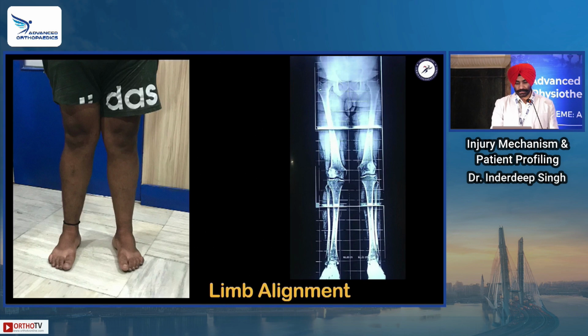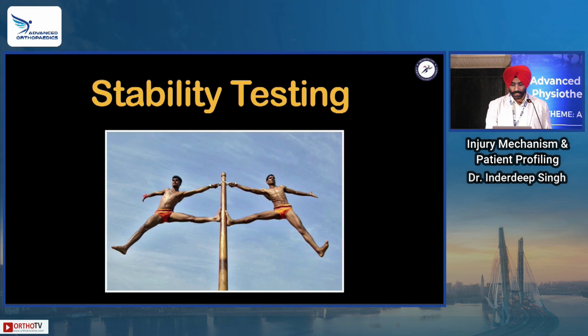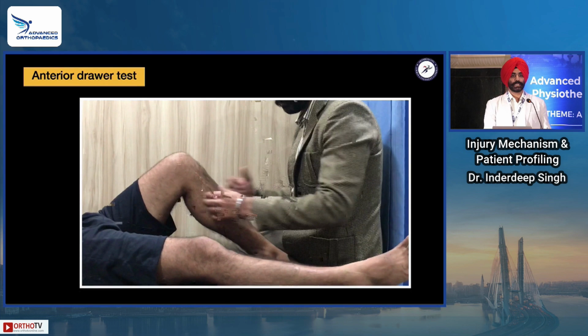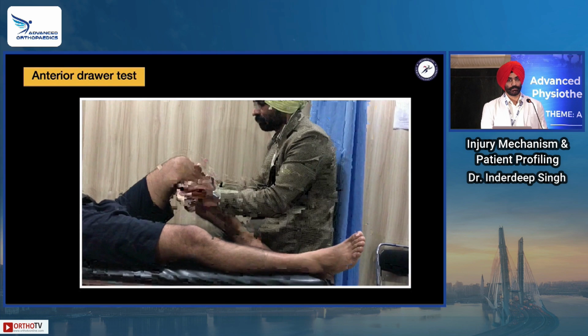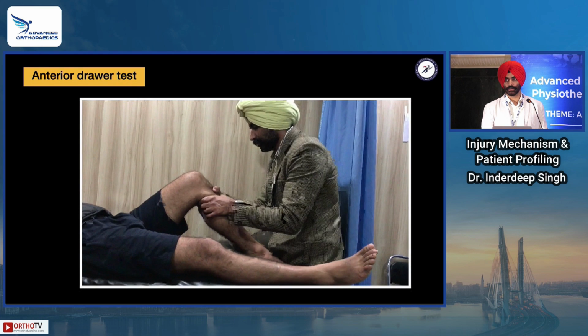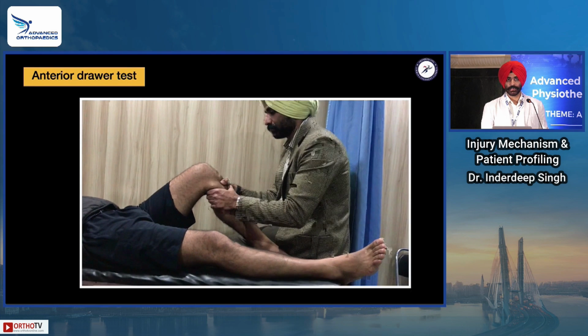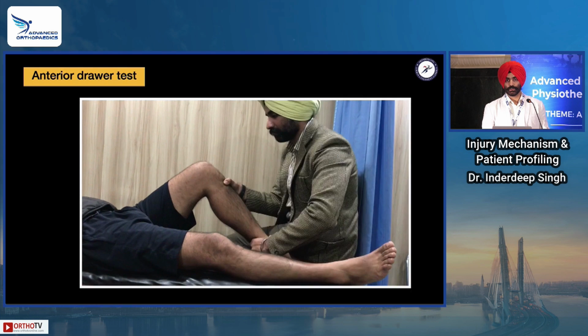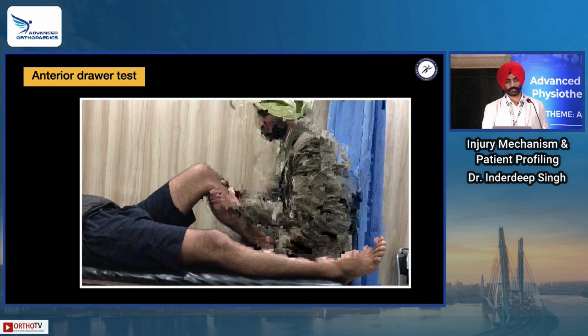Alignment, again, as I said, in a few patients, they have a valgus alignment, which places them at a higher risk, with higher chances of an ACL injury. Stability testing, again, is very important. You have to relax the patient. So whenever you are doing an anterior drawer test, you must be aware of it. Always look for the translation of the tibia and the quality of the endpoint, and compare it to the normal side. Quality of endpoint is very important, and just don't look at translation of the tibia.